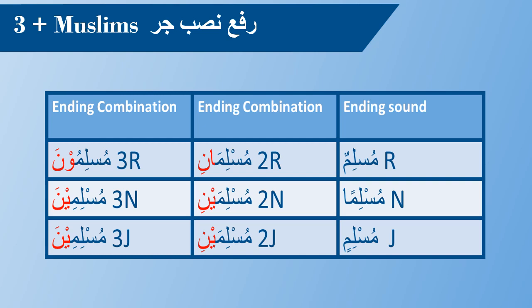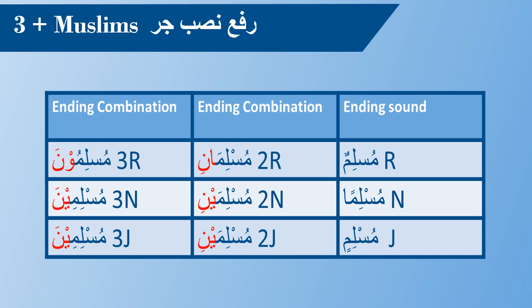If you add a combination of ya, noon, and fatha at the end of a noun, that noun becomes plural in its nasb form. So Musliman will become Muslimina. And luckily, we have the same combination for jar. From Muslimin, it becomes Muslimina.